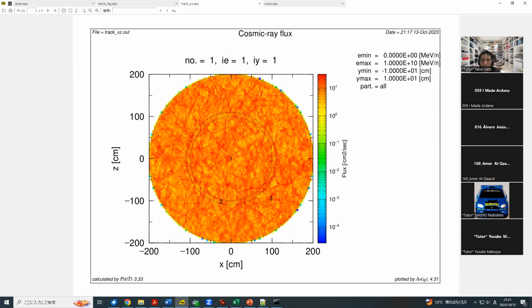Okay, and the next question is: is there any explanation for the isotropic distribution of neutrons? Because neutrons are scattered many times. Originally, when the neutrons are generated, they are at quite high energy, but they are scattered so many times. And once neutrons become thermalized, they almost forget the original direction.